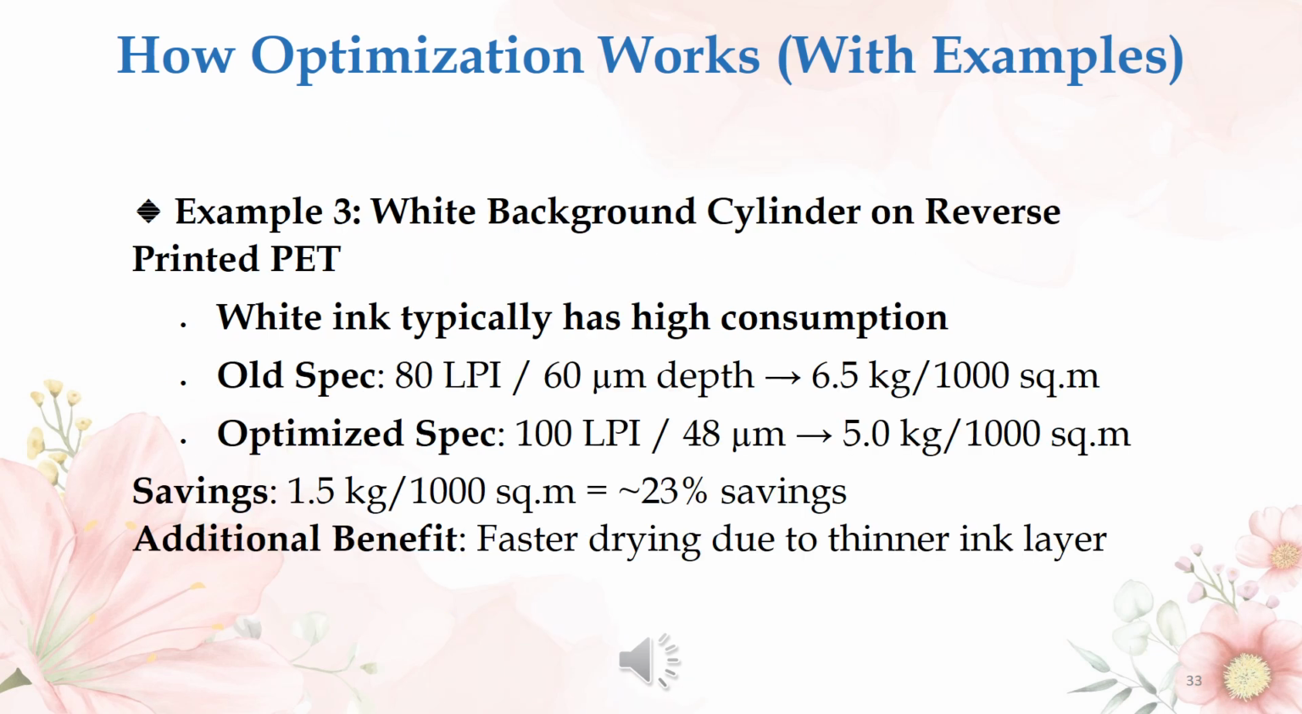Example 3 is about a white background cylinder on reverse printed PET. White ink typically has high consumption. Old specs were 80 LPI at 60 micron depth. Ink consumption was 6.5 kg per 1000 square meter. Optimized specs were 100 LPI at 48 micron depth. Ink consumption reduced by 23%, and the benefit was faster drying due to thinner ink layer.